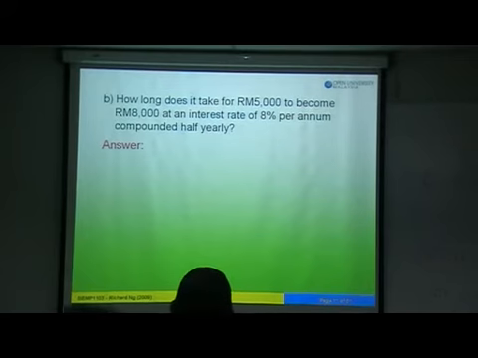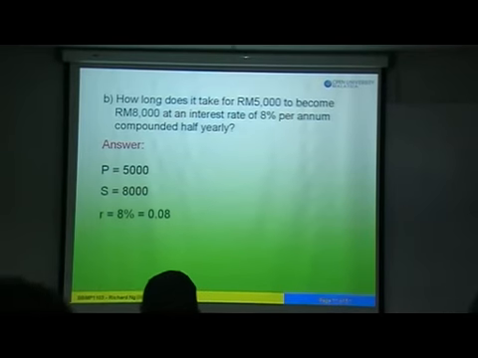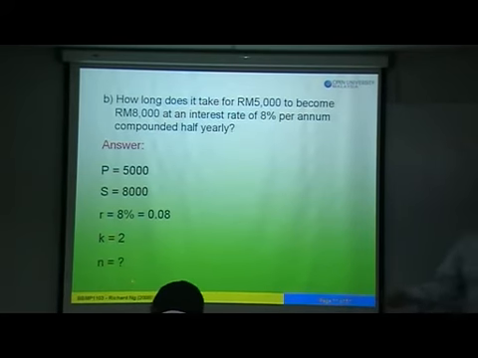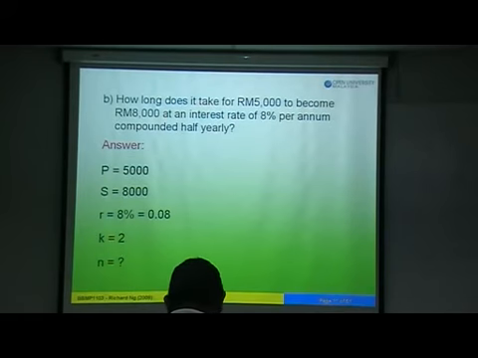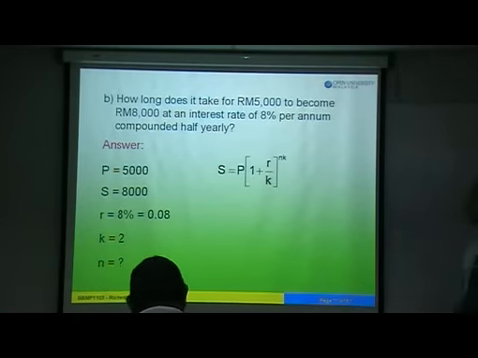Okay, try this for one. How long does it take for 5,000 to become 8,000 at an interest rate of 8% per annum, compounded half yearly? So you have been given all this. Okay, try to apply the formula: S equals P times (1 plus R over K) to the power nK. Without looking at my answer, please try yourself first.